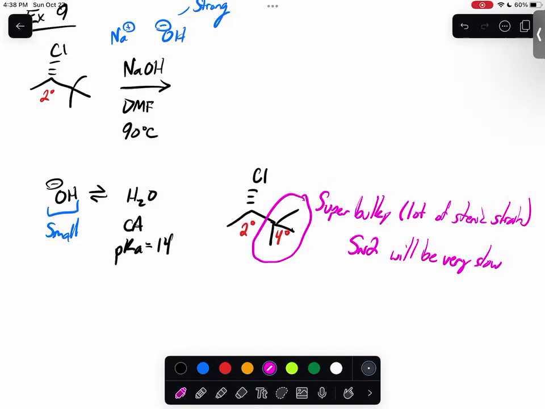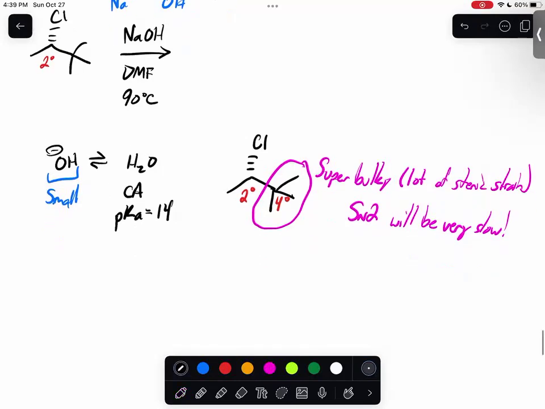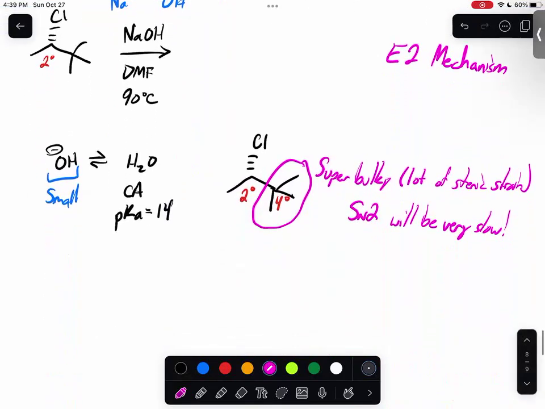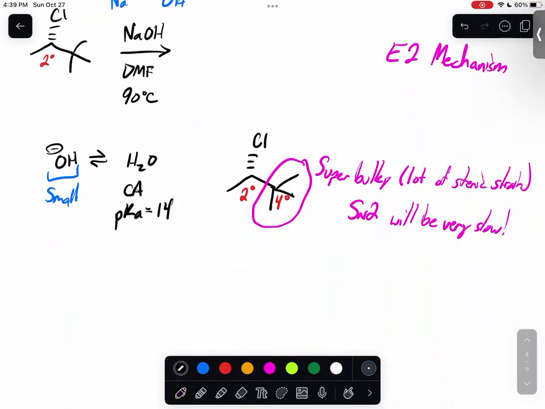What's not very slow, though, is E2, right? And so because of that, what we'll see is that instead of doing an SN2, it's going to follow an E2 mechanism. So we always want to make sure that we're paying attention to not only the carbon and the sterics there, but the sterics surrounding it.